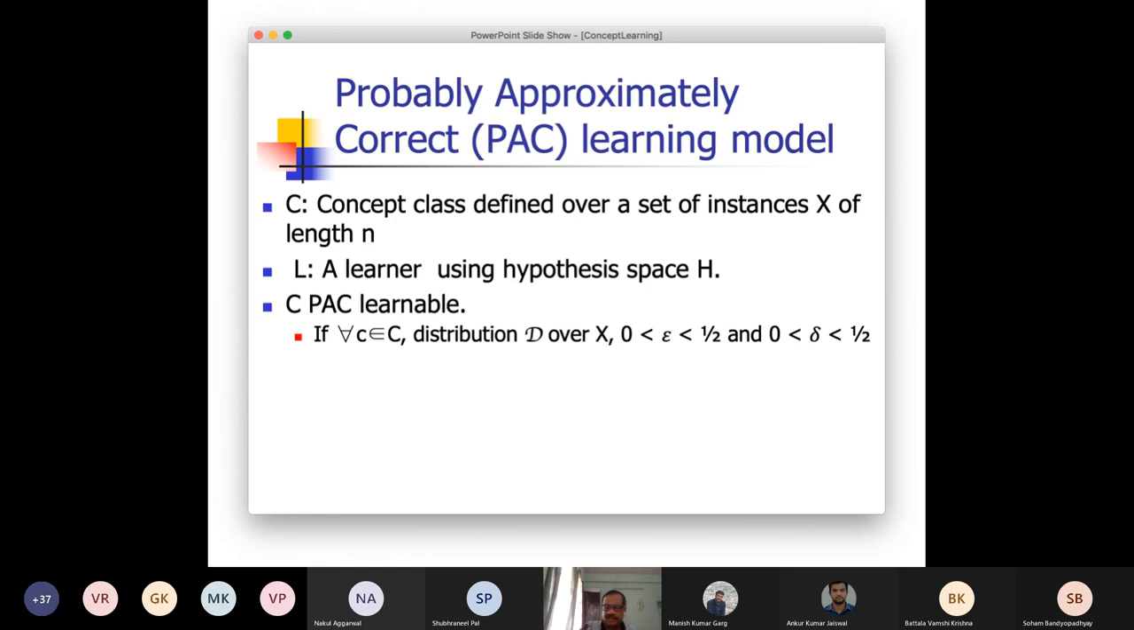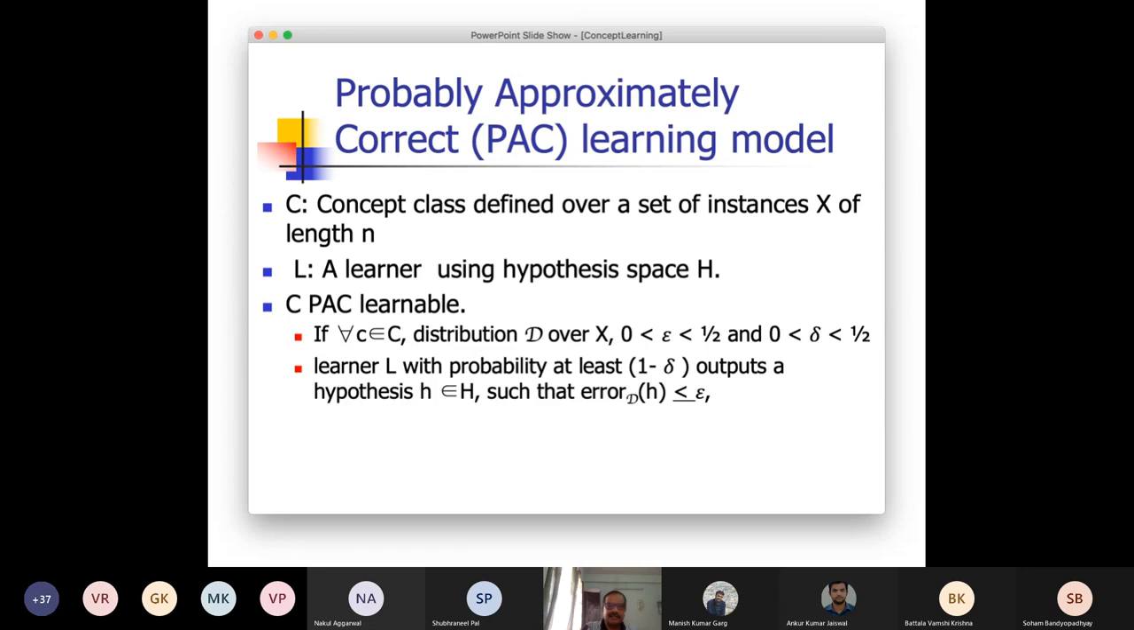I'll just provide you the definition, the theoretical statement itself, and these are the things you will note. For any target function in the target function space, there exists a learner. This learner should, with probability at least 1 minus delta, output a hypothesis H in the hypothesis space such that the true error is bounded by epsilon, in time that is polynomial in 1 by epsilon, 1 by delta, n the number of training samples, and the size of the corresponding concept itself.